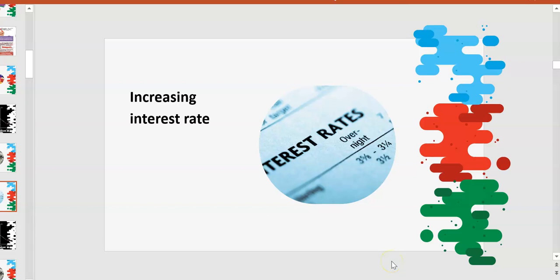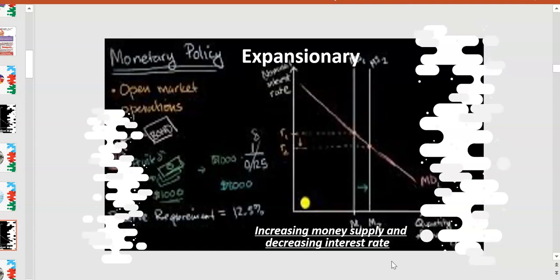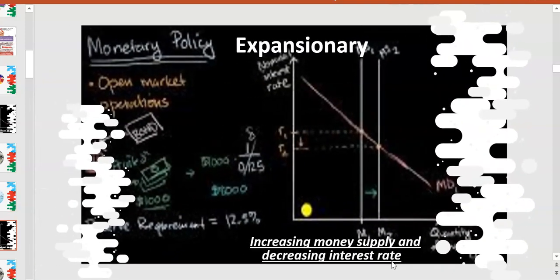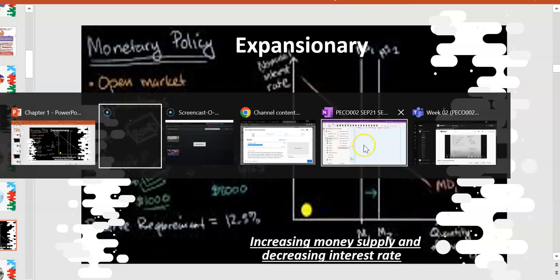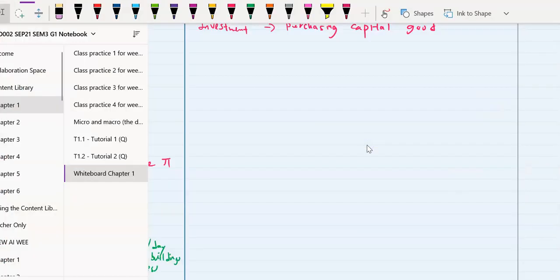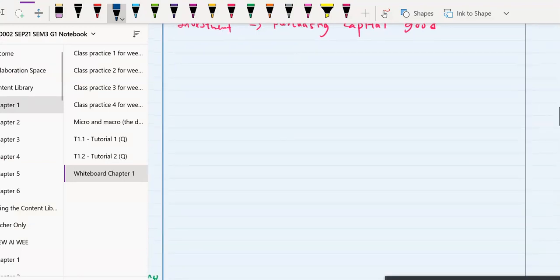Alright, welcome back to macro. Now we are going to continue on expansionary monetary policy. Expansionary monetary policy is to achieve other objectives. Right, so let me just write down here.